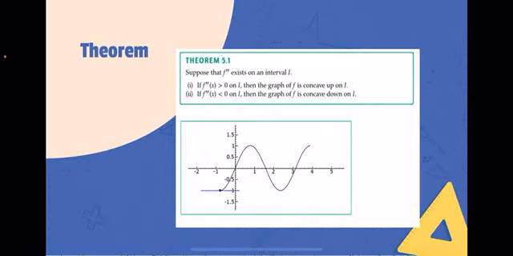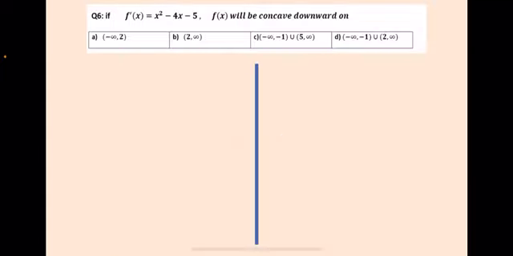Second, the theorem. Suppose that f double prime exists on an interval I. If f double prime of x is larger than 0 on I, then the graph of f is concave up on I. Second, if f double prime of x is less than 0 on I, then the graph of f is concave down on I. Now let's come to the question.